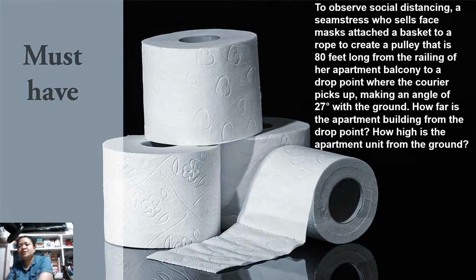To observe social distancing, a seamstress who sells face masks attached a basket to a rope to create a pulley that is 80 feet long from the railing of her apartment balcony to a drop point where the courier picks up, making an angle of 27 degrees with the ground. How far is the apartment building from the drop point? And how high is the apartment unit from the ground?